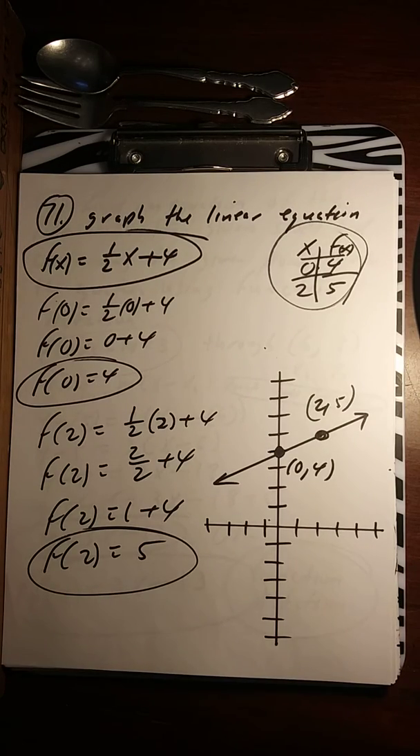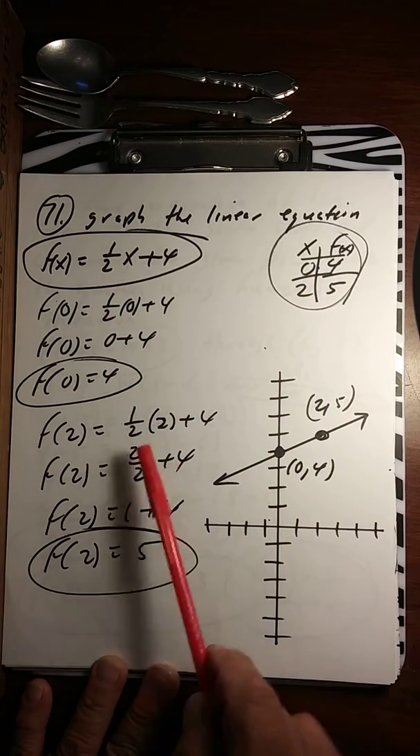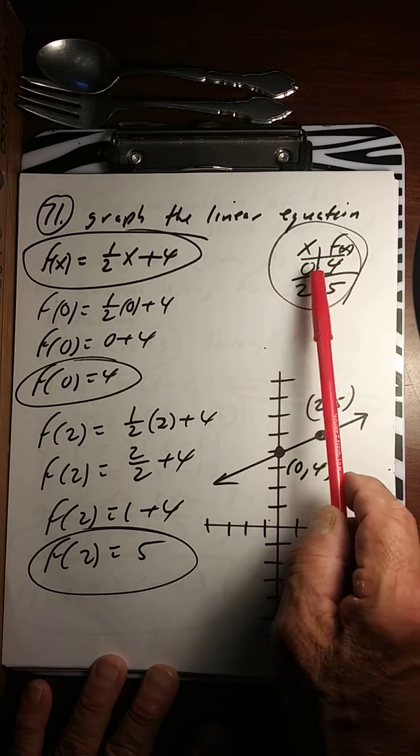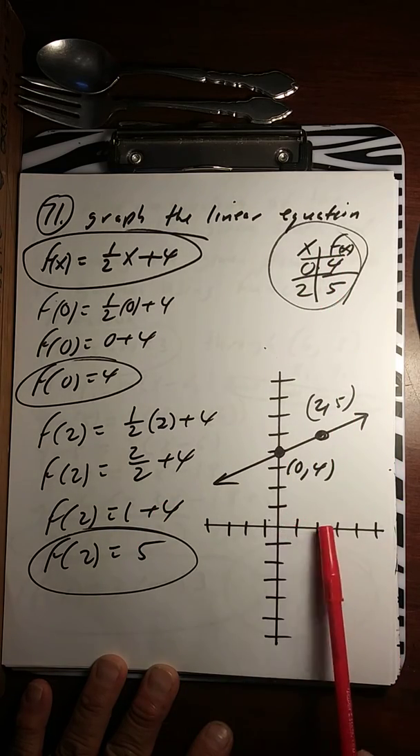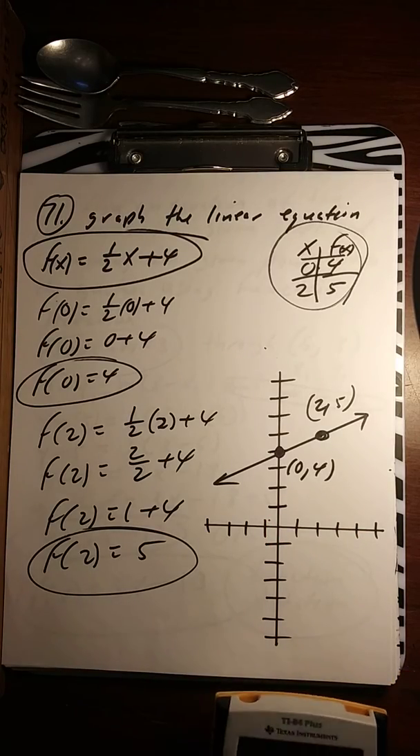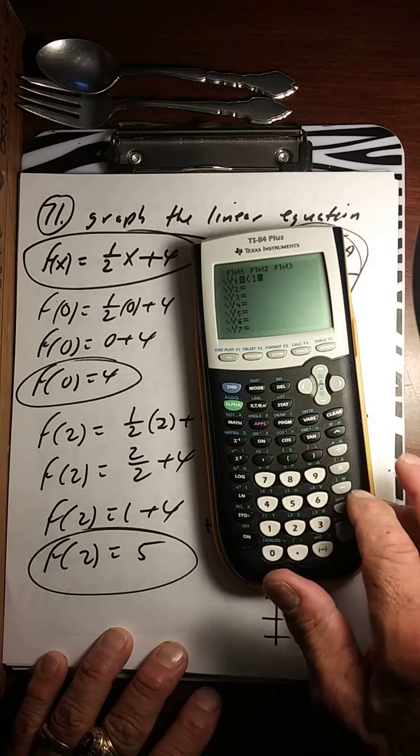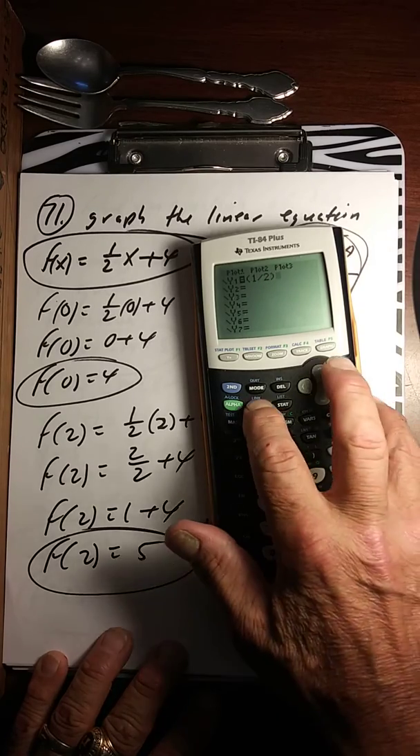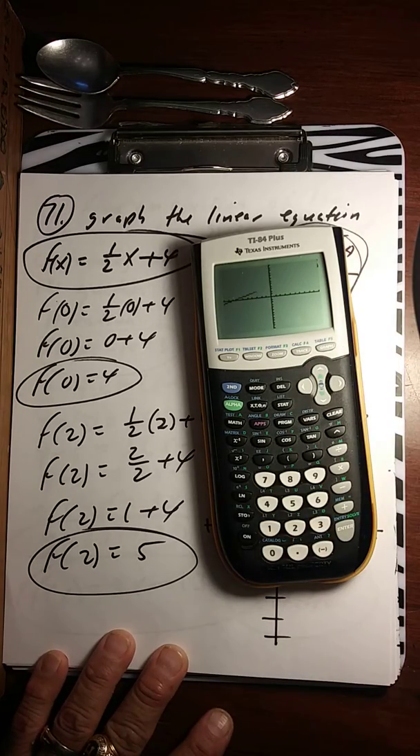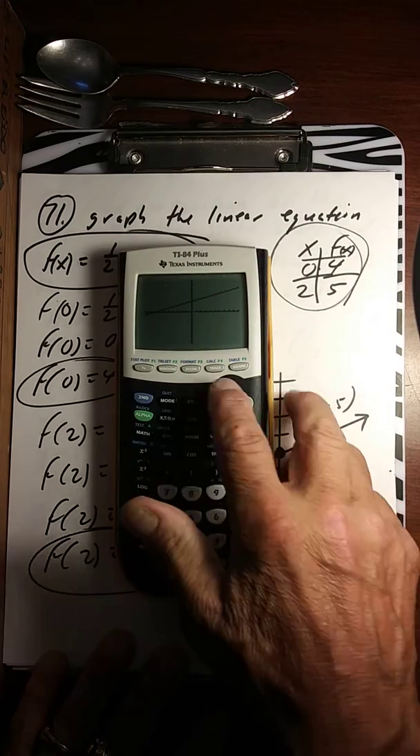y equals 1 half x plus 4. Put a 0 in there. 0 times that is 0, plus 4 is 4. Put 2 in there: 2 over 2 is 1, and 1 plus 4 is 5. So 0, 4 and 2, 5. That's it. Or put it in a calculator. Sure, let's do that. 1 divided by 2 x plus 4. Graph. There it is. Do a trace if you want to.